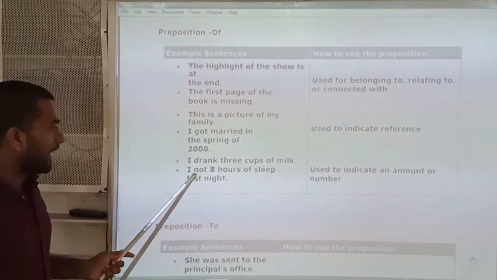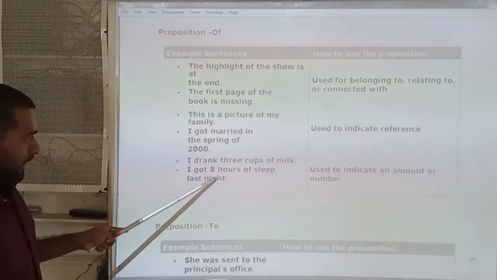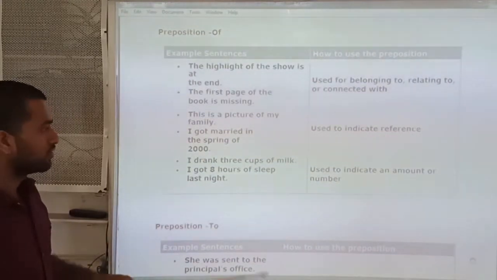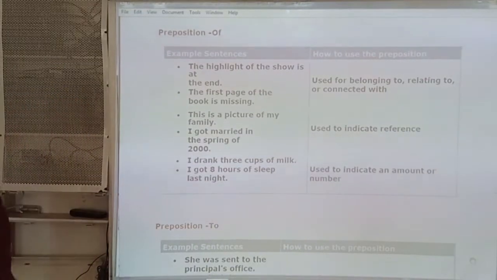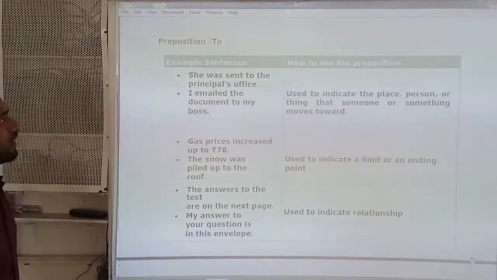Second example, I got 8 hours of sleep last night. 8 hours is a number, or we can say an amount. So to indicate an amount or number we use the preposition of. Is it clear? Next, preposition to.